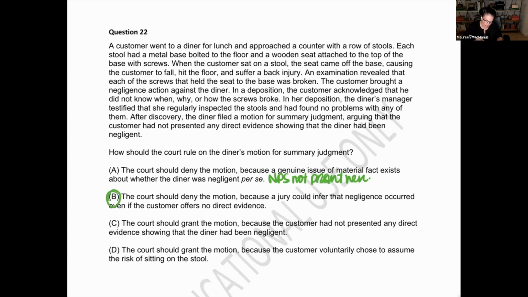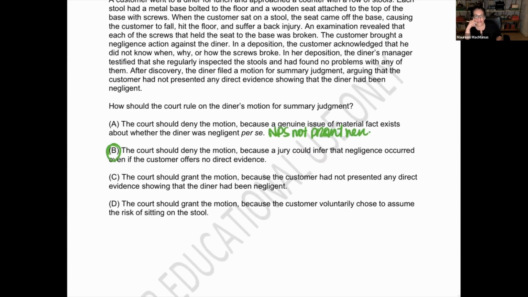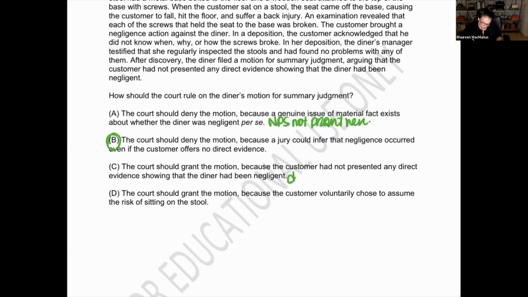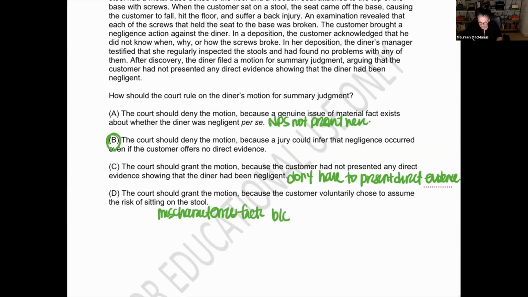That's our correct answer. C, the court should grant the motion because the customer had not presented any direct evidence showing that the diner had been negligent. Don't have to present direct evidence. And D, the court should grant the motion because the customer voluntarily chose to assume the risk. They assumed the risk of sitting on a stool, but they assumed the stool is going to be supportive, right? They didn't assume the specific risk of the stool being broken. So I would say this mischaracterizes the facts because no specific knowledge of the risk.